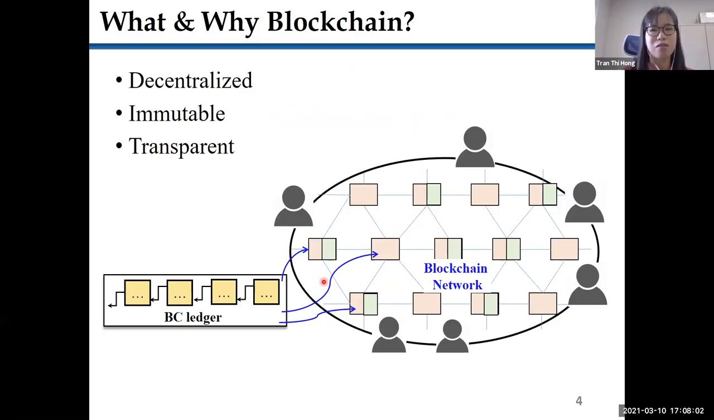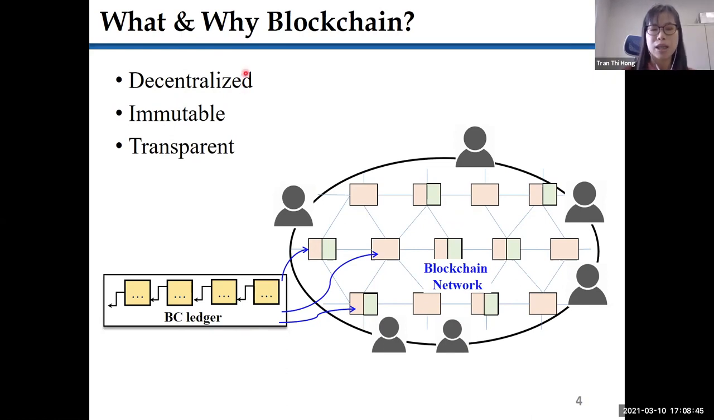What and why blockchain? A very short introduction. As you know, blockchain is a decentralized network in which the data of the users are stored in a blockchain ledger, stored in blocks, and the blocks are connected together to form a blockchain ledger. The first characteristic is that it's decentralized, in which the ledger is stored across a lot of computers distributed around the world.